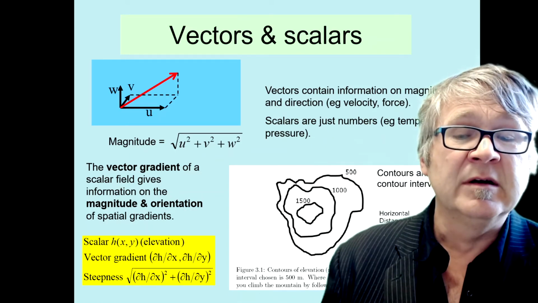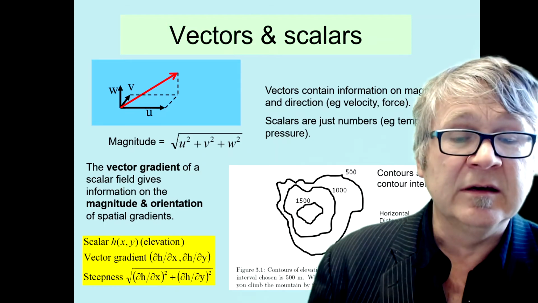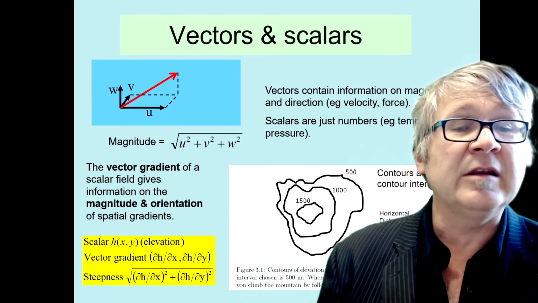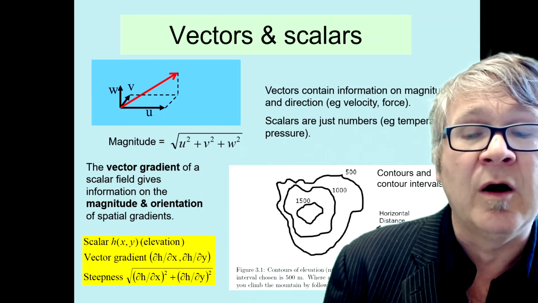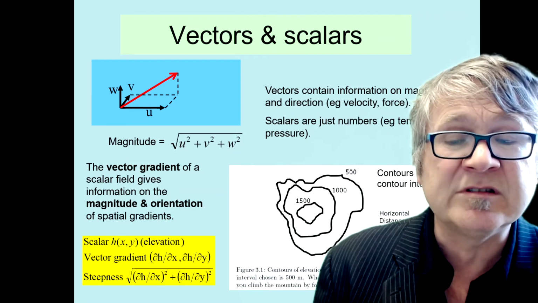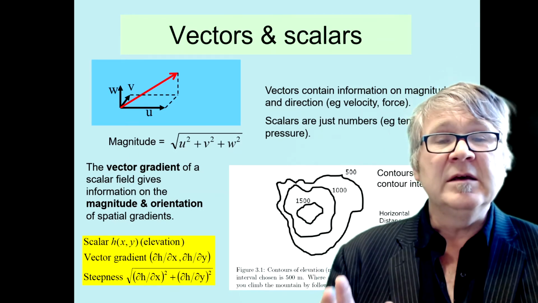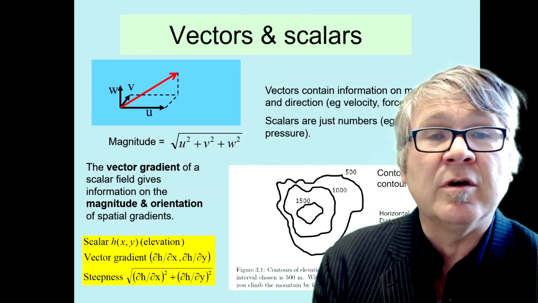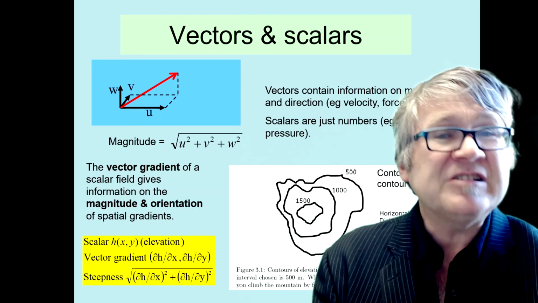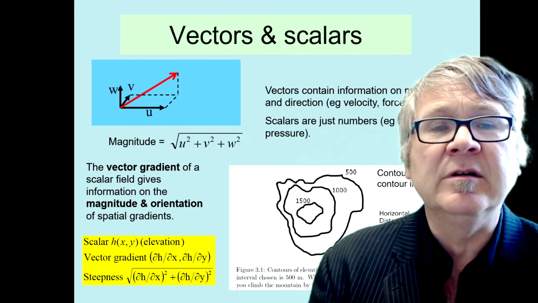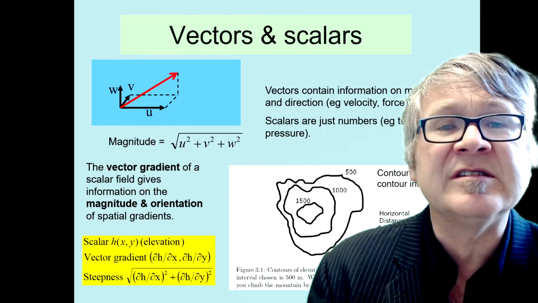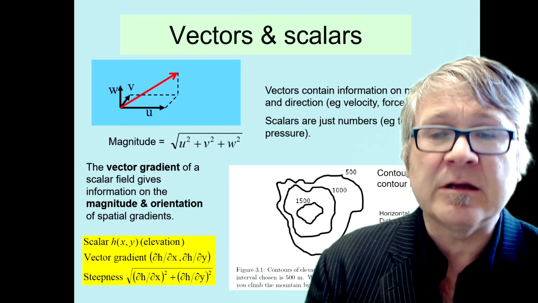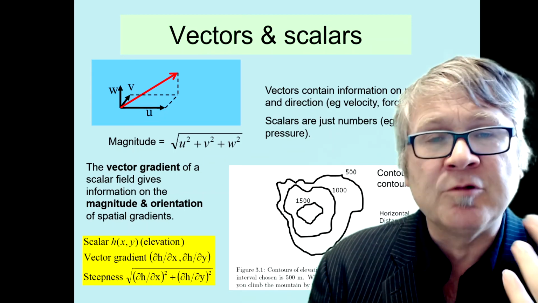It has two components. In this example, this is how the elevation changes in the x direction. How does it change in the y direction? And then using Pythagoras, you can again work out the overall steepness. All right. And that's important to know, because pressure gradients are the central cause of currents in fluids. It's not the pressure, it's the gradient in pressure that is a force and that produces acceleration.